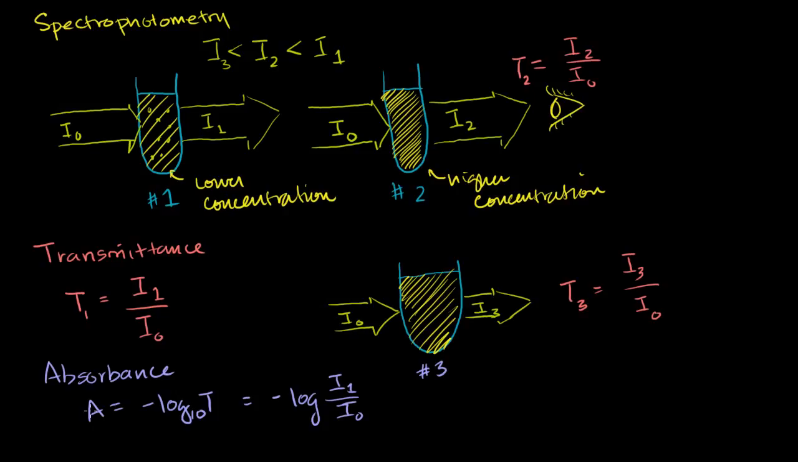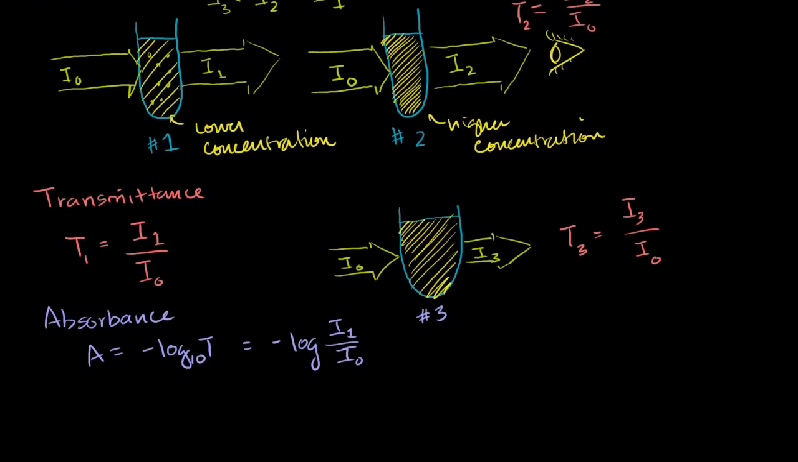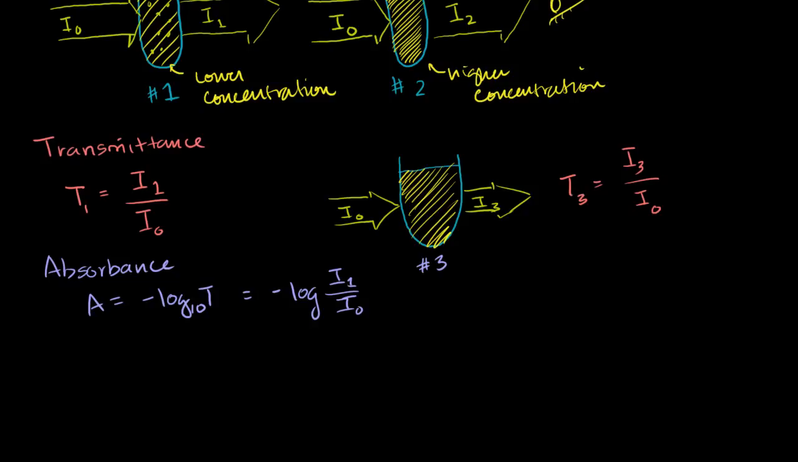And so this will actually be a large number, and that's what the negative log gives us. Now, what's also cool about this is there's something called the Beer-Lambert law, which you could verify, and we'll actually use this in the next video.